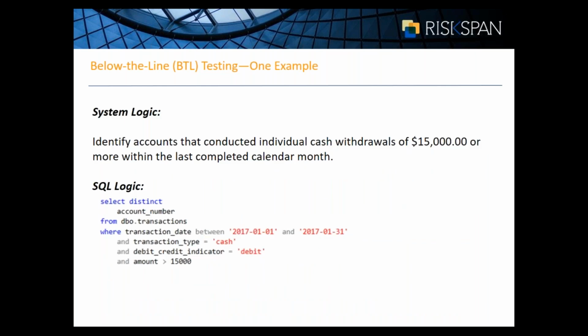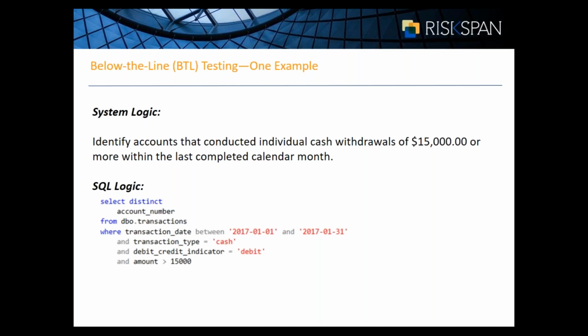So next, I'm going to share a pretty simplified example of some below-the-line testing. So a lot of the times the system logic doesn't even have sort of a mathematical formula for what's happening. So in this case, the system logic just says identify accounts that conducted individual cash withdrawals of $15,000 or more within the last completed calendar month. So below is what we would do in SQL to query their databases and come up with a list of accounts that should have triggered this.